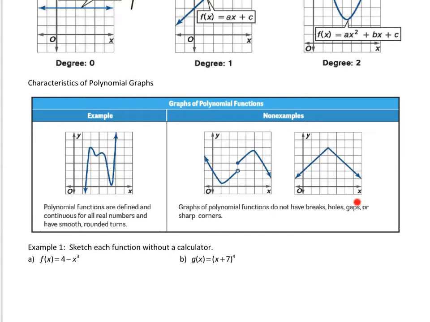These would be non-examples. This right here is not continuous. It has a break. Even though the domain is all real numbers, it still has a break on the graph. And this one right here is not rounded.